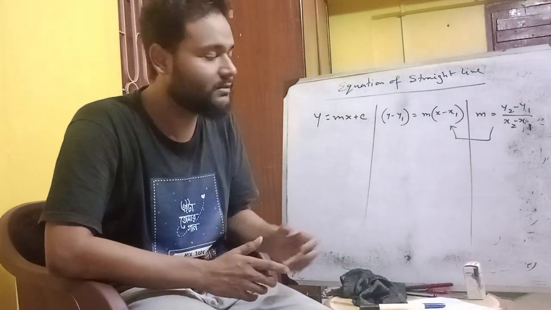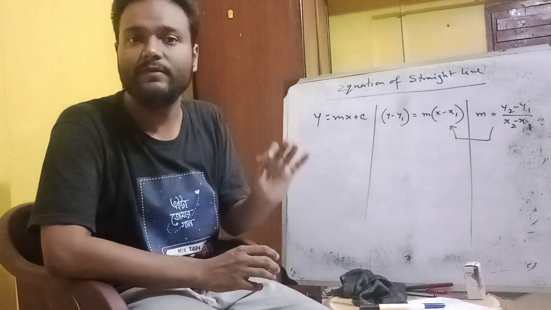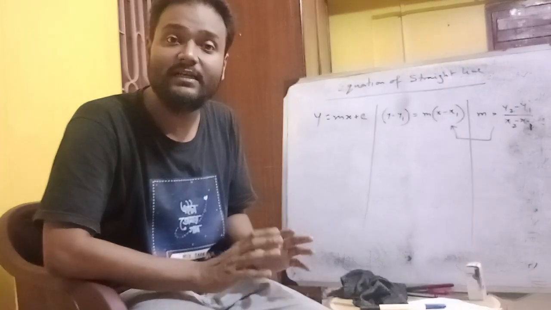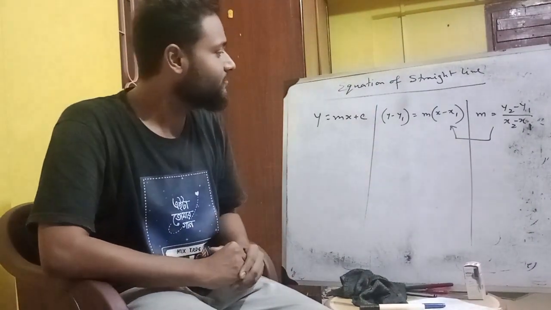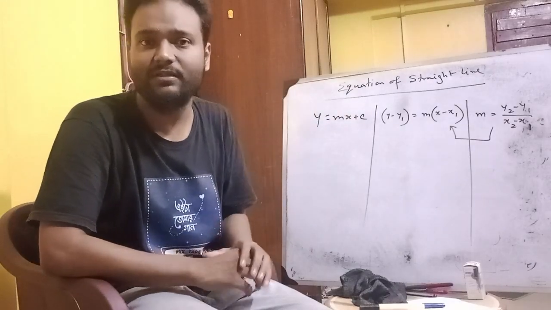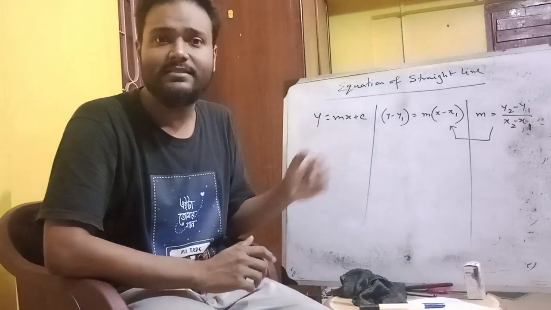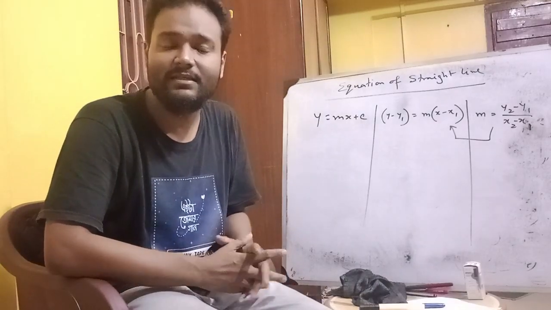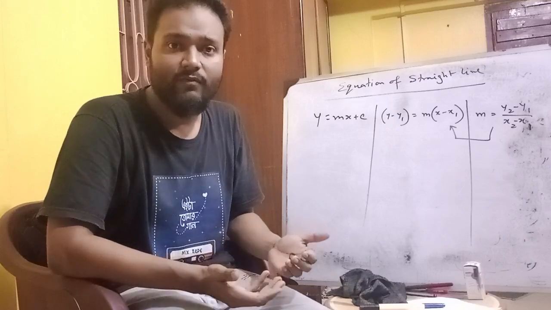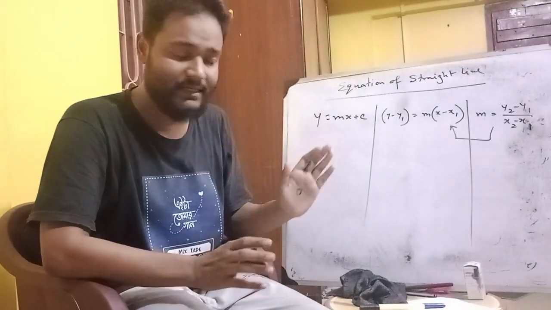We will start a chapter from class 10 ICSE, that is chapter number 12, equation of straight line. In this chapter we will study how to write the equation of a straight line. Basically we have done this part in the simultaneous linear equations chapter. So this is the equation of a straight line.